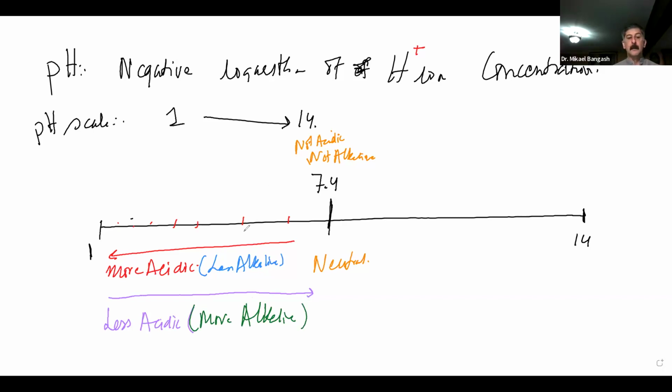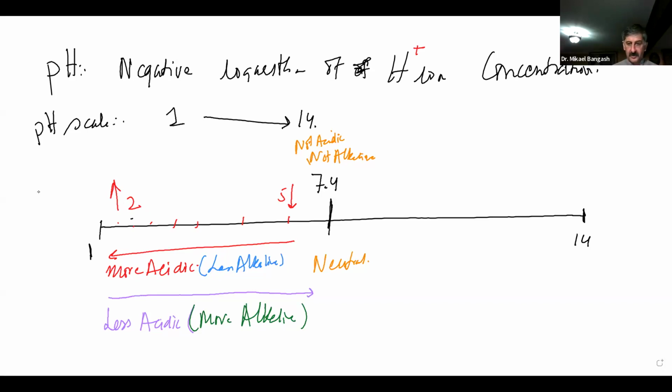But a pH less than 7 or 7.4 in this case mainly will mean that the medium is acidic. For instance, comparing a pH of 5 versus 2, 2 is more acidic compared to something with a pH of 5, which is going to be less acidic. And a substance which is less acidic is going to be more alkaline, or a substance which is more acidic is going to be less alkaline.